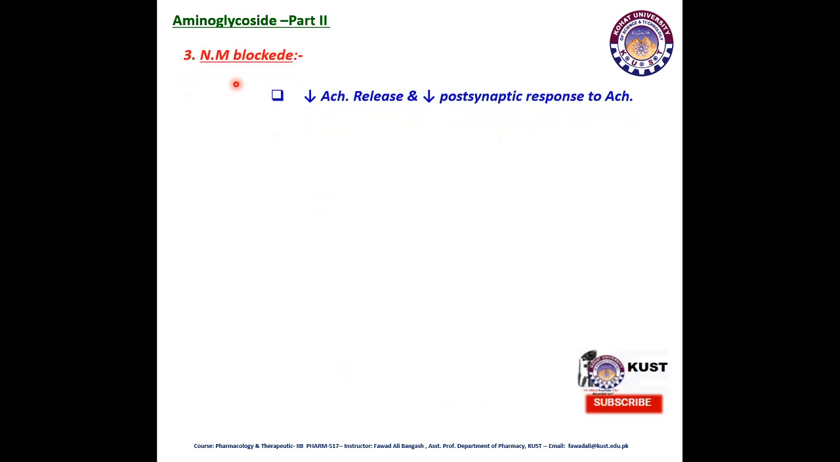Neuromuscular blockade: aminoglycosides also cause neuromuscular blockade. They decrease acetylcholine release, which results in the postsynaptic response to acetylcholine also decreasing. So myasthenia gravis patients are at more risk, because in myasthenia gravis the amount of acetylcholine at the neuromuscular junction is decreased. That's why if the patient has myasthenia gravis and we use aminoglycoside, they are at more risk.